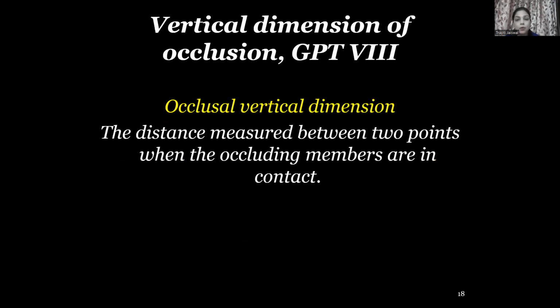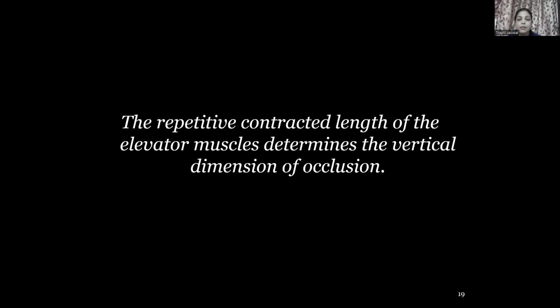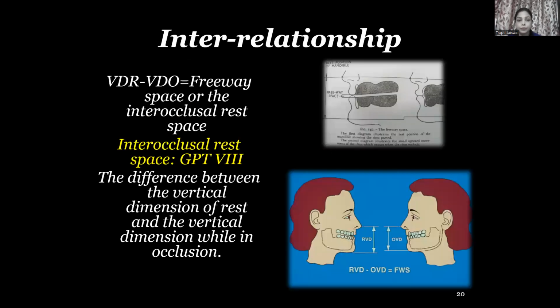And similarly, the vertical dimension of occlusion will be the distance measured between the two points when the occluding members are in contact. So when the occluding members, whether teeth or rims, are in contact with each other, at that point the vertical dimension will be the vertical dimension of occlusion, and at the physiological rest position, we calculate the vertical dimension of rest. That means all the muscles will be in the state of tonic equilibrium. The repetitive contracted length of the elevator muscles determines the vertical dimension of occlusion.